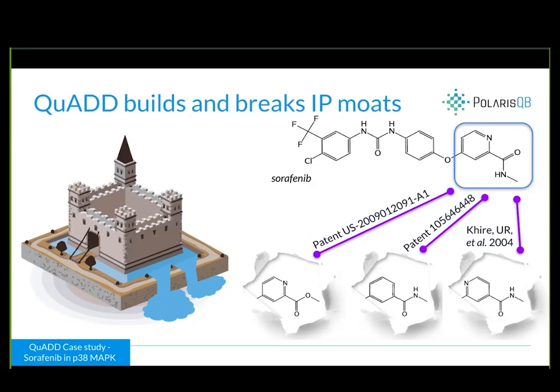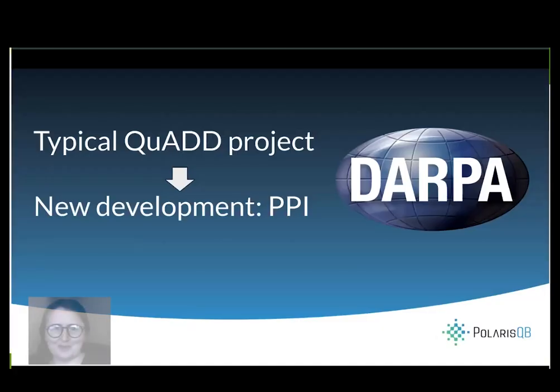Next, Anna will describe a newly developed application of QUAD to PPIs. Thank you. So we've been talking about typical QUAD projects, and now we're going to look at a new development, which is looking for inhibitors for protein-protein interactions.